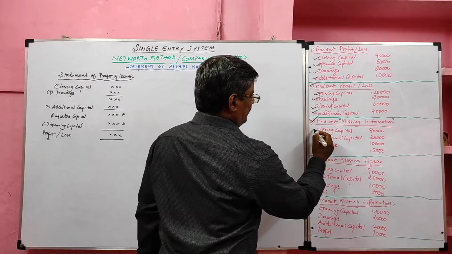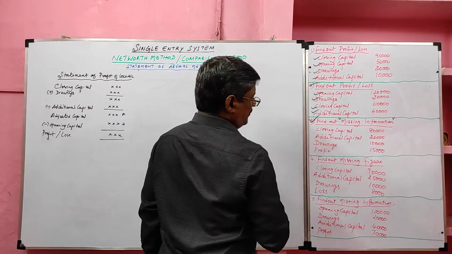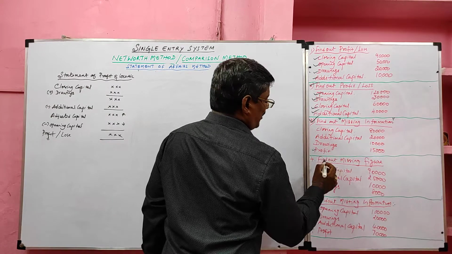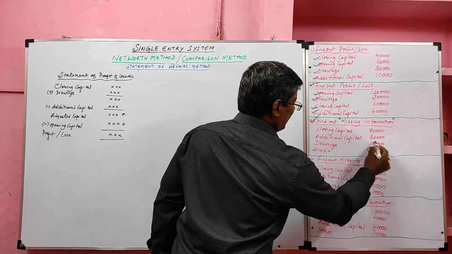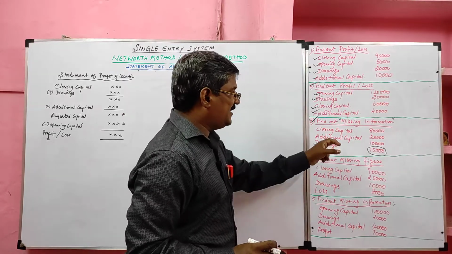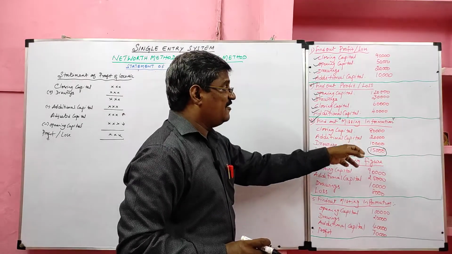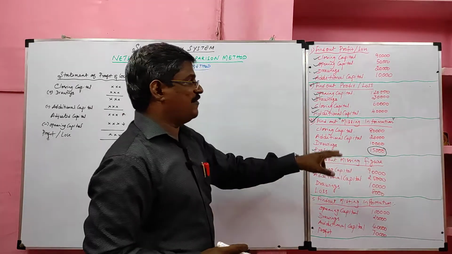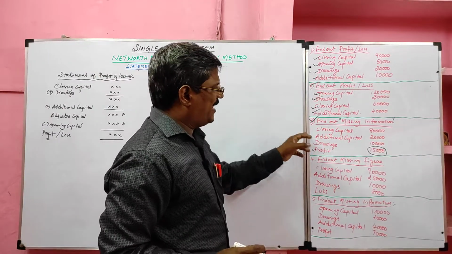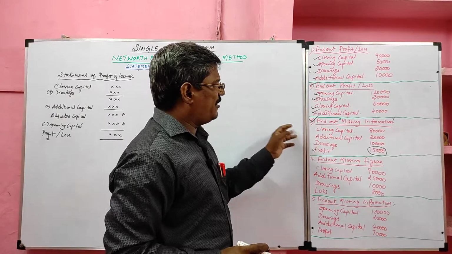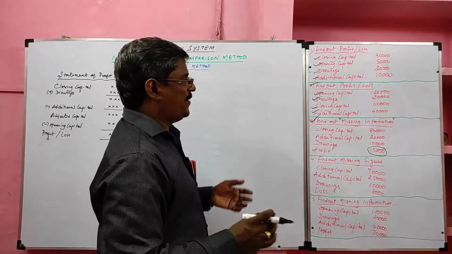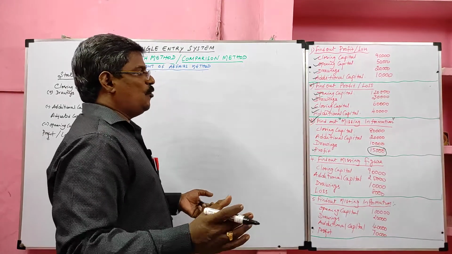Closing capital is given, additional capital is given, drawings are given, profit also given. Here a new item, profit, is given. In the last two cases we ascertained profit or loss, but in the third case profit is given. If profit is given, we have to find the missing information. So closing capital given, additional capital given, drawing also given, profit also given. The missing item is opening capital. So we have to find opening capital.